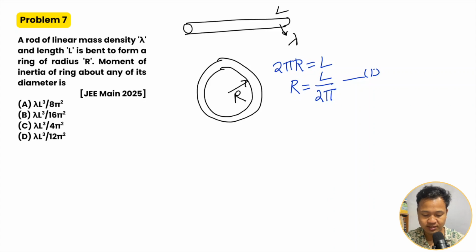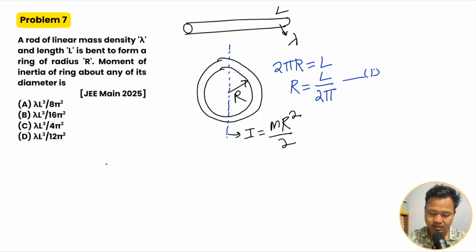The next part: moment of inertia of the ring about its diameter. So about this diameter, for a ring about a diameter, I is m r square divided by 2. Here you can just put I equals m r square by 2, with r as L by 2 pi, the whole square, divided by 2.